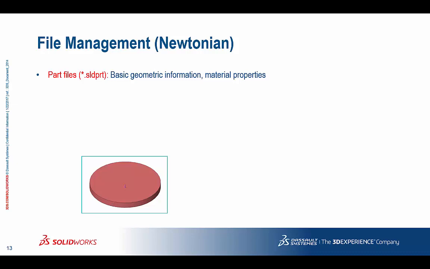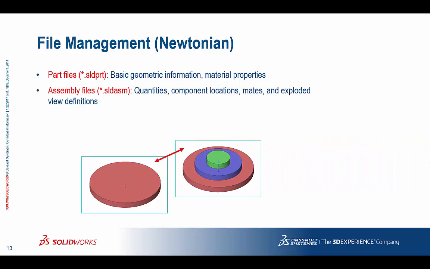The assembly file doesn't repeat that same information in it. It draws on the part file, and what it stores inside itself is the quantities and the component locations, the mates, and exploded view definitions.